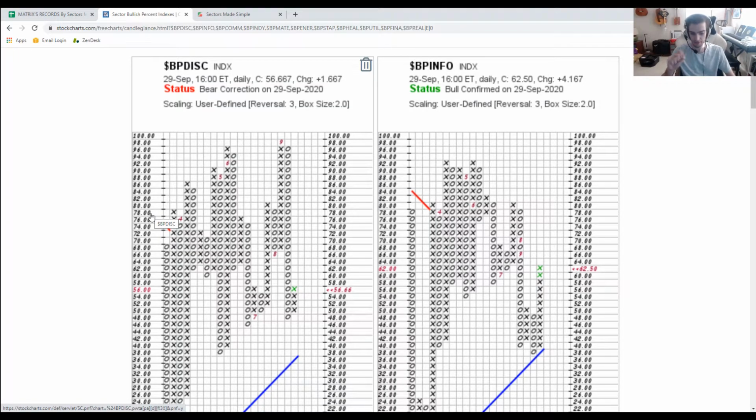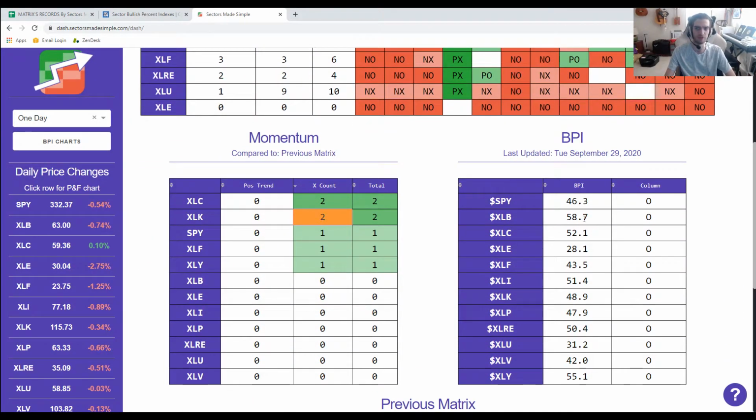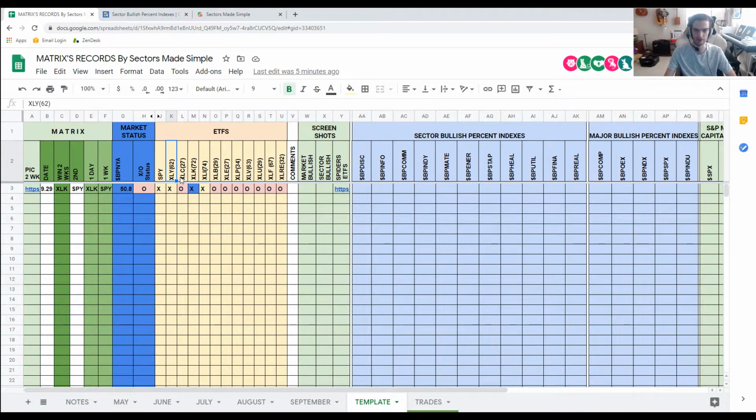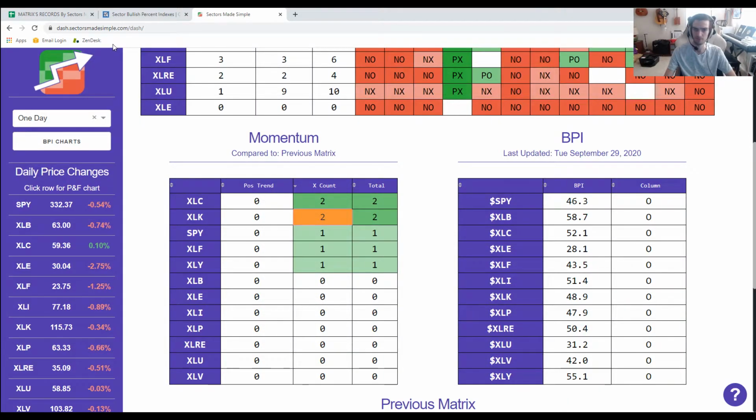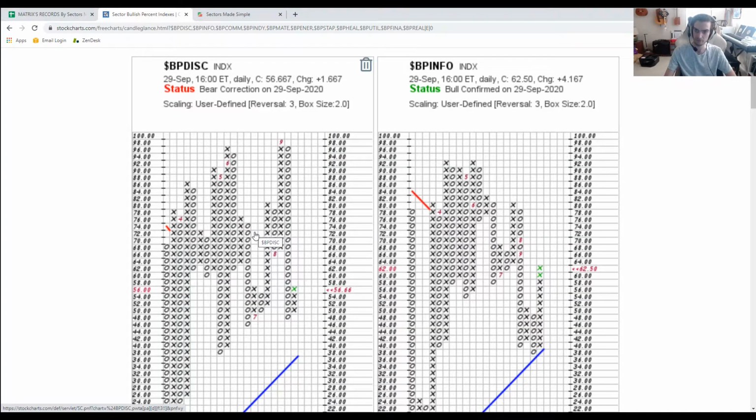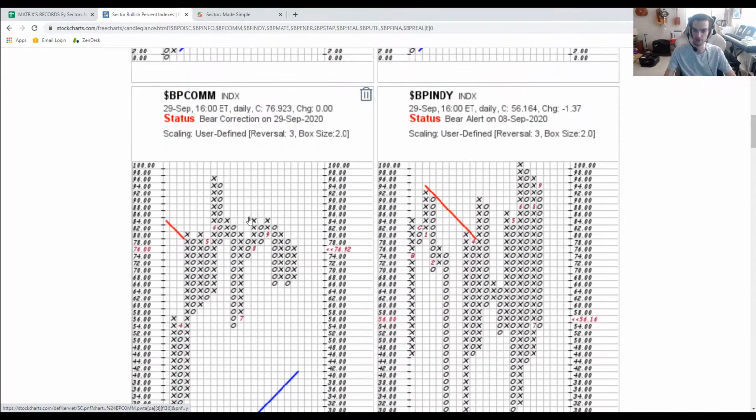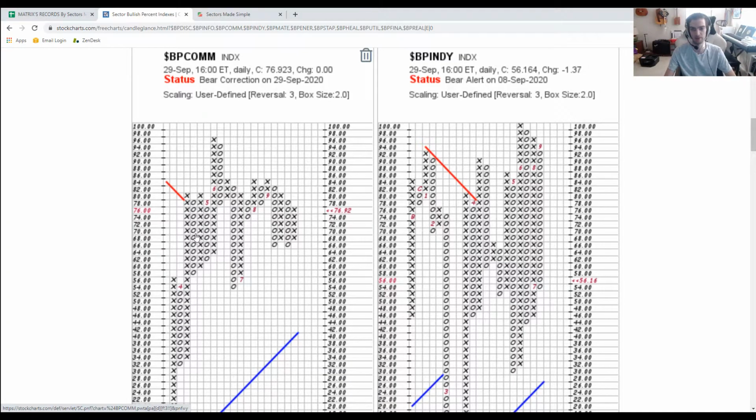Now, this is a question that I've received a lot. Sometimes when you look at these BPIs, they don't add up to what you see on the matrix. For example, let's take a sector that doesn't really have a lot of companies, communications. If we look here, communications has 52%. If we go here to communications, it has 76.9%. Why is there a difference? Why aren't the numbers the same?